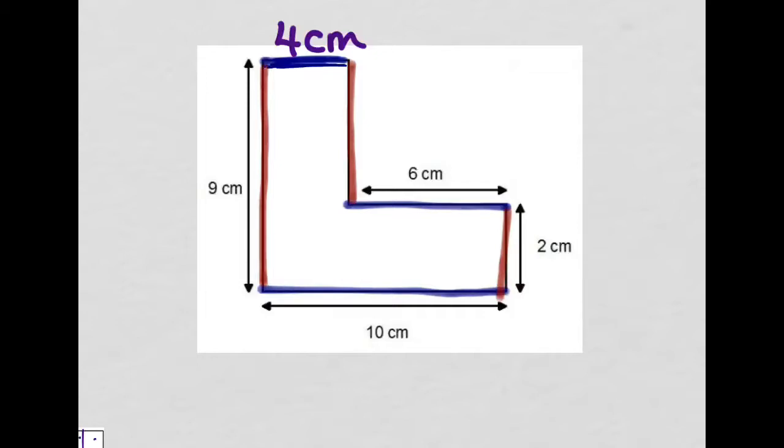Then we look at the ones we've marked in red, the vertical lines. We've got 9 here, 2 here. So the one that's left is this one. So 9 take away 2 is 7. And we can quite clearly see from that this diagram is definitely not to scale, because this edge looks the same length as this one.